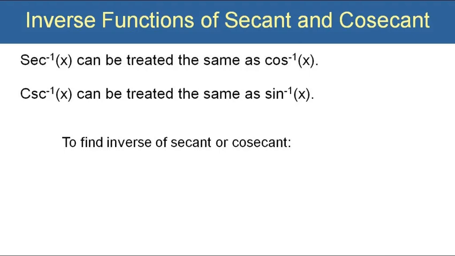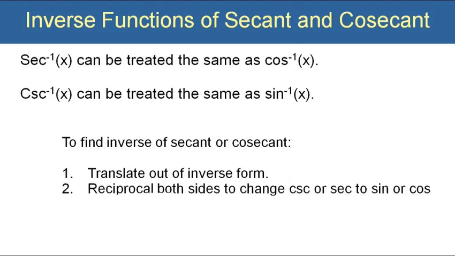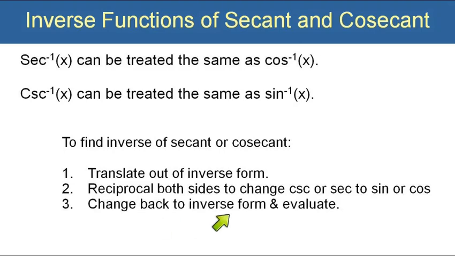So, in order to find an inverse secant or an inverse cosecant, this is what I want you to do. Translate your expression out of inverse form. So instead of having cosecant inverse of x equals y, write it as cosecant of y equals x. And then take the reciprocal of both sides so that it's no longer cosecant or secant, but now it will say sine or cosine. Then you can either do it from memory or you can change it back to inverse form if you need the calculator and then evaluate it.